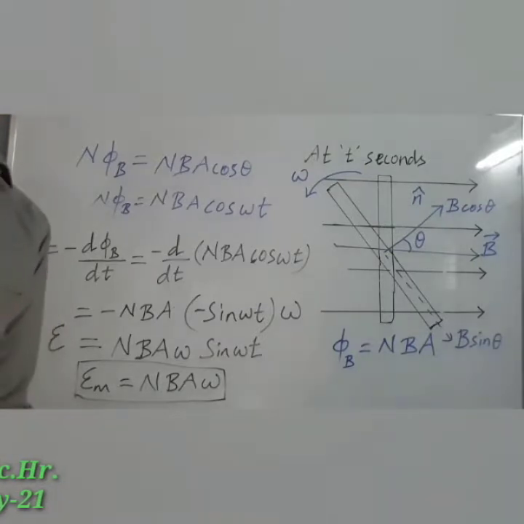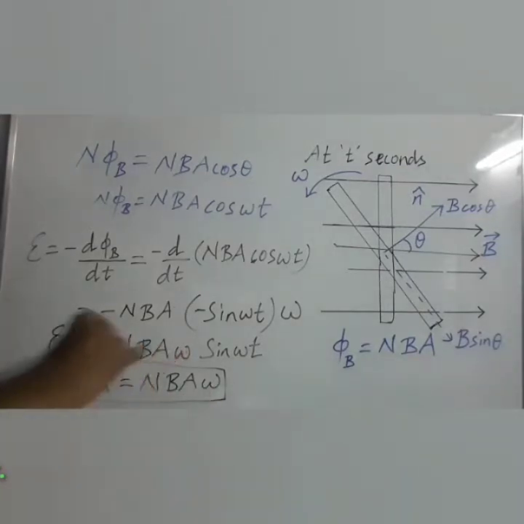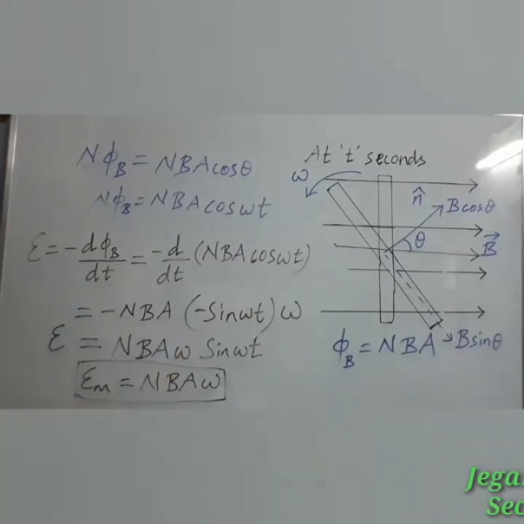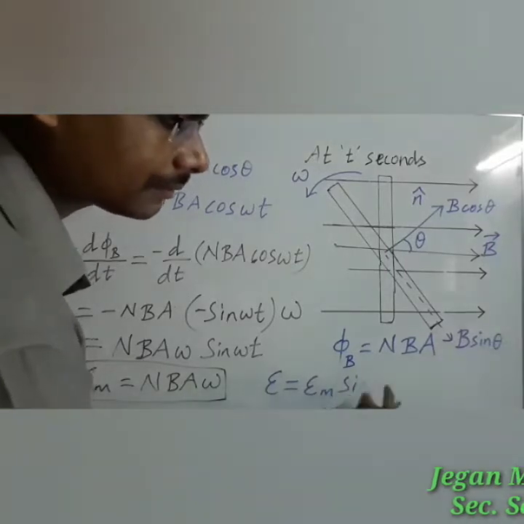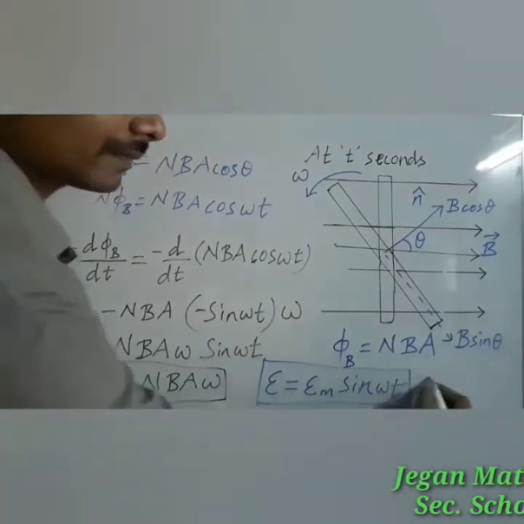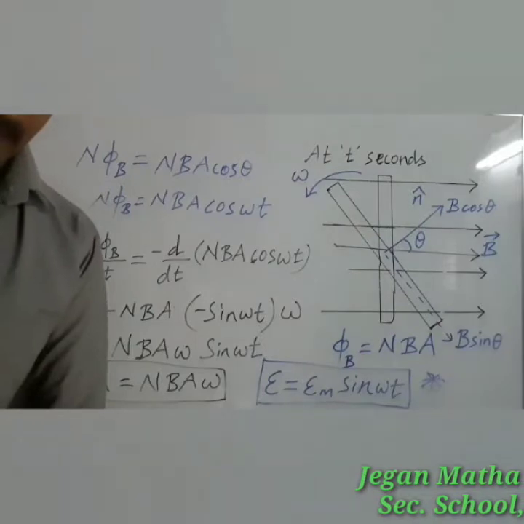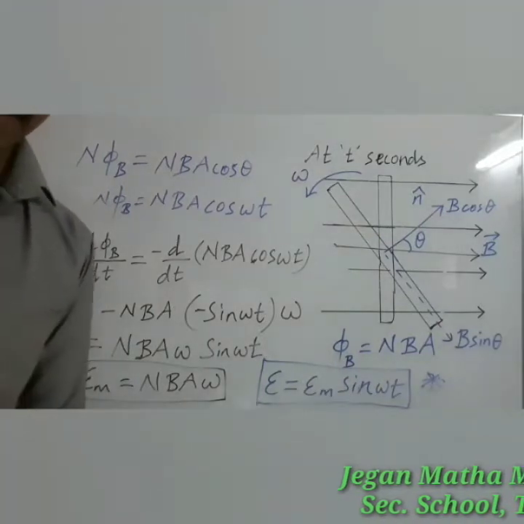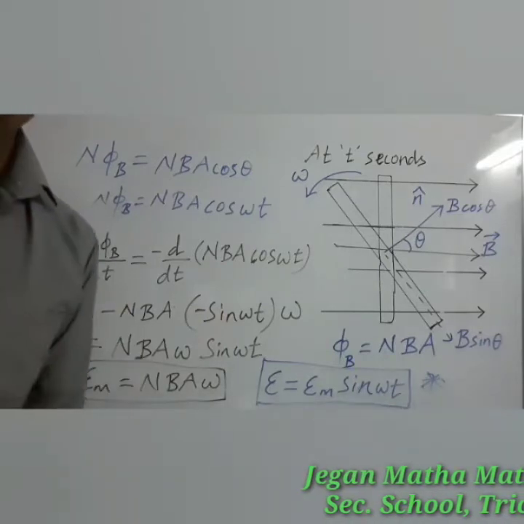Therefore, the value of induced EMF at any instant is given by this. Because the constant value N B A omega is equal to epsilon m, in a general expression we can write epsilon is equal to epsilon m sin omega t. It is seen that the induced EMF varies as a sine function of the time angle omega t.